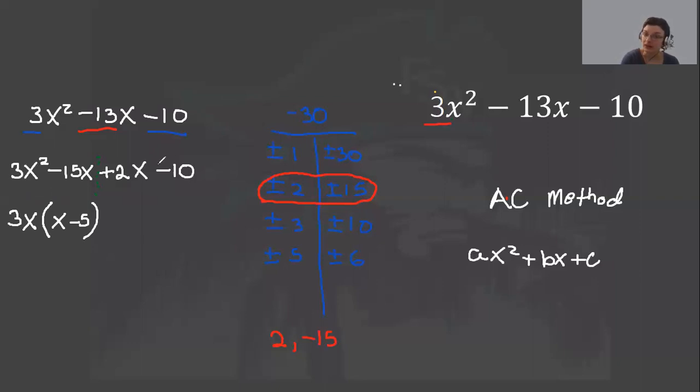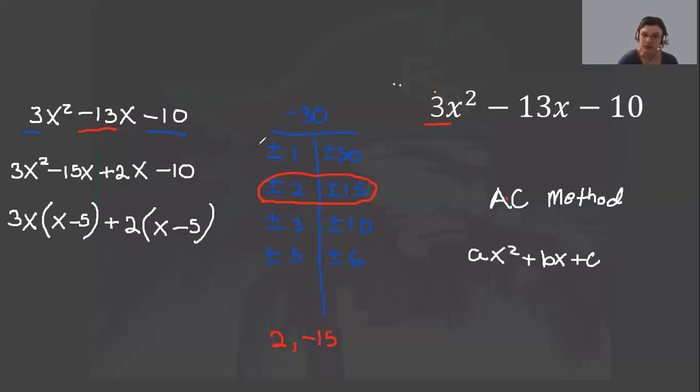I now look at my third and my fourth term, 2x minus 10. The only thing they have in common is that they're both divisible by 2. So I'll put a 2 out here. Factoring 2 from 2x leaves me an x. And factoring 2 from negative 10 leaves a negative 5.